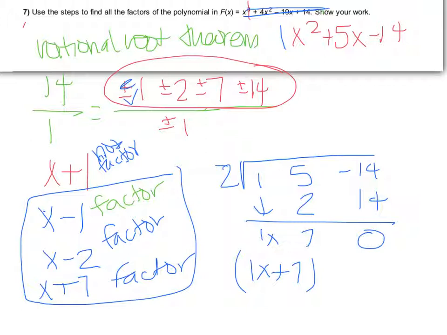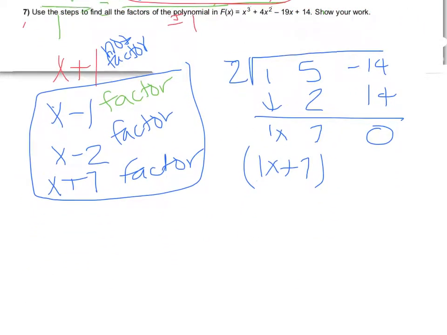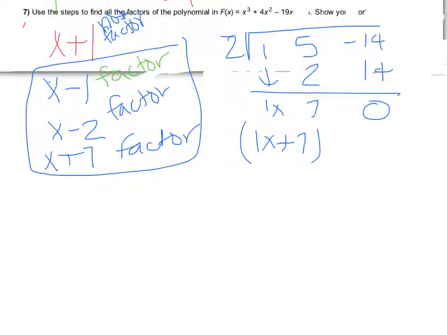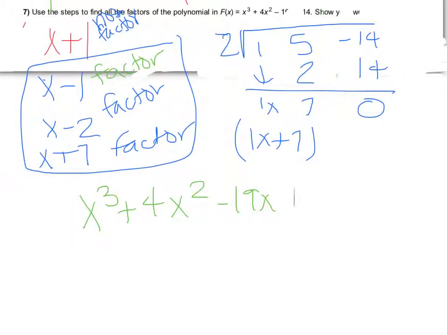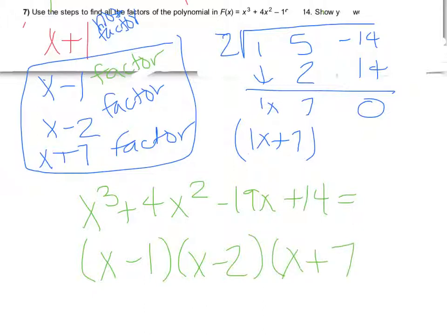And I know that x cubed plus 4x squared minus 19x plus 14 is the same thing as saying x minus 1 times x minus 2 times x plus 7.